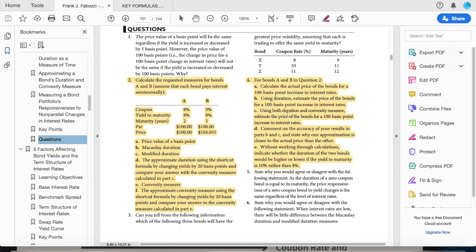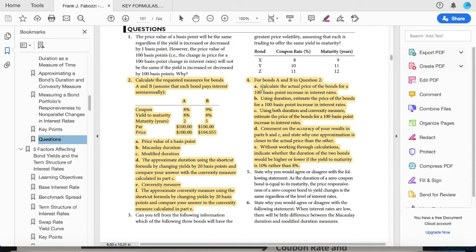Using duration, estimate the price of the bonds for a 100 basis point increase in interest rates. Now we are trying to measure the percentage price change of the bonds following this 1%, or 100 basis point, increase in yield to maturity. So we have done this using the present value technique during the first question, and we found that for a 100 basis point increase in the yield to maturity, the price of the bond should decrease by 1.794%.